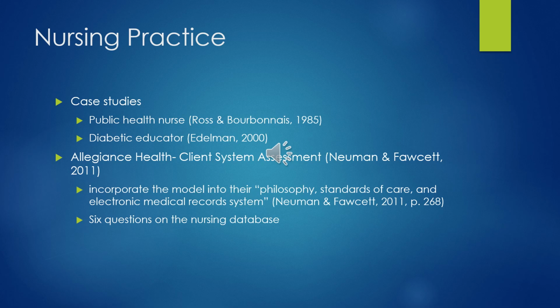Neuman's systems model can also be used to guide nursing practice for a large organization. Allegiance Health is a 411-bed health system in Michigan that implemented this model into their organization's nursing practice. This health system's goal was to incorporate the model into their philosophy, standards of care, and electronic medical record system. Using Neuman's model, they developed 6 questions to incorporate into their nursing admission database.